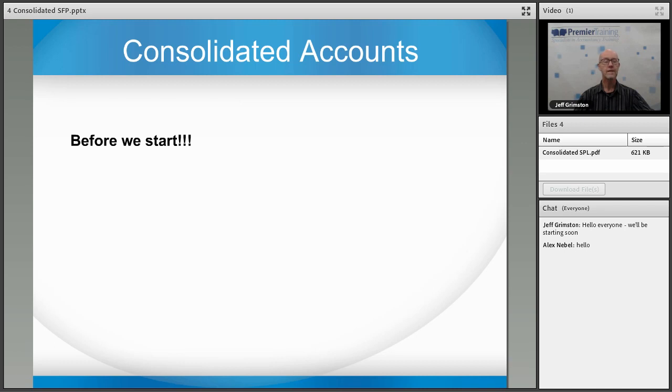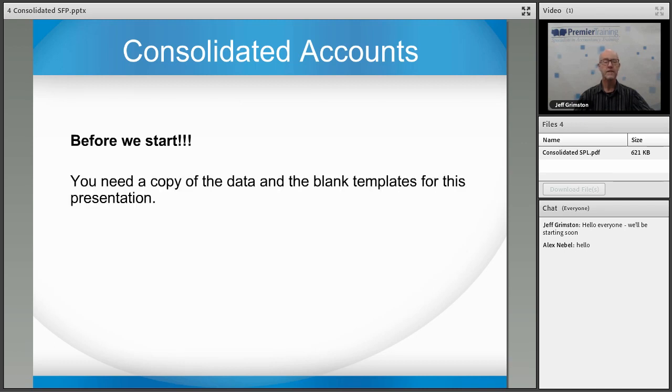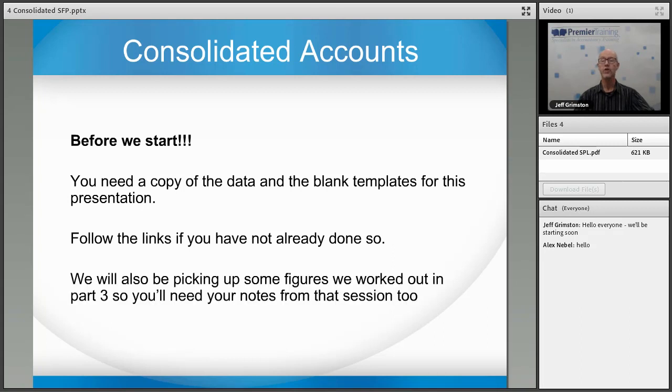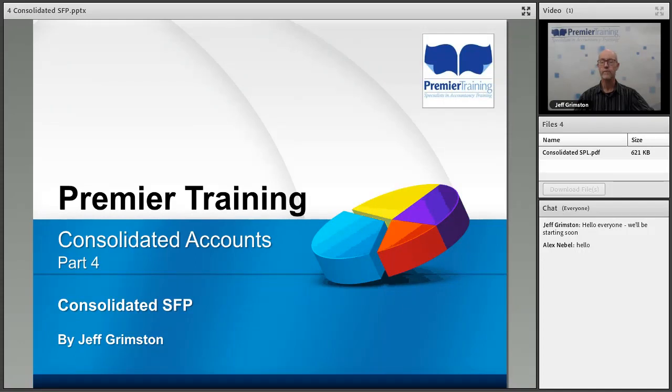Consolidated Accounts, and I mentioned this last time. Before we start, you will need, ideally, a copy of the data and the blank templates, especially the data. If you haven't, there is a link under my picture at the webcam to a PDF. If you help yourselves to that, ideally as well, if you've got your notes from part 3, a couple of the figures we will be revisiting, although we'll be working through everything tonight. Can everybody hear me okay just before we launch in?